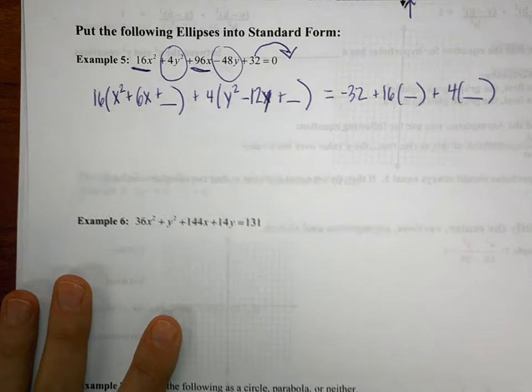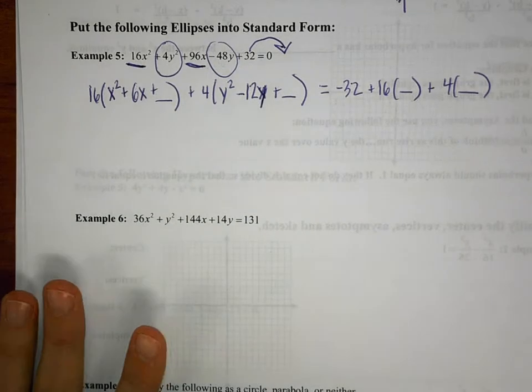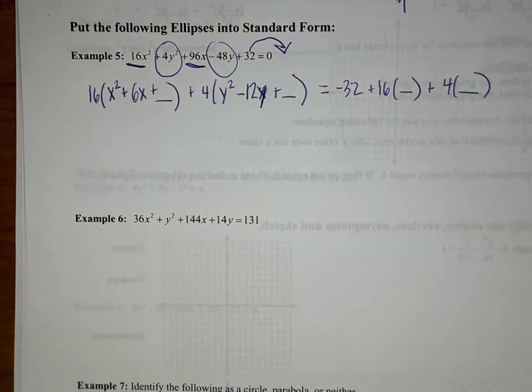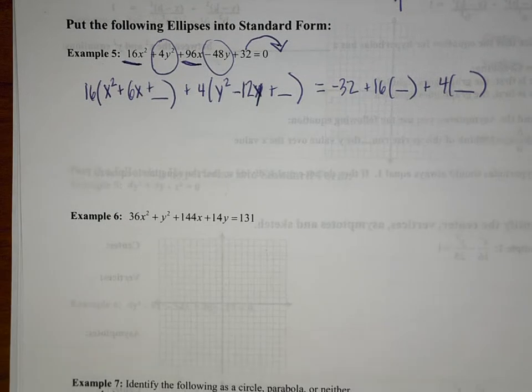Is it always going to be plus the blank? It's not going to be minus the blank? For ellipses, it's going to always be plus, but when we start doing hyperbolas, this middle term is a negative, and so then you'll end up doing an opposite.